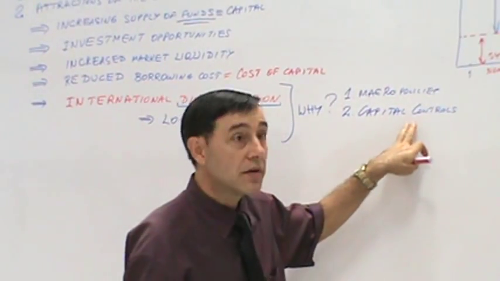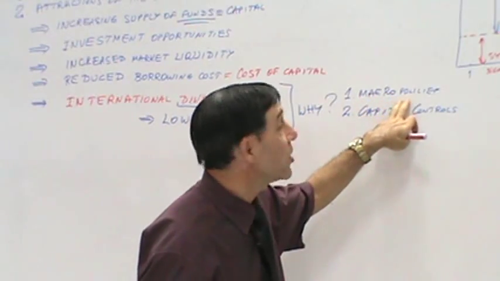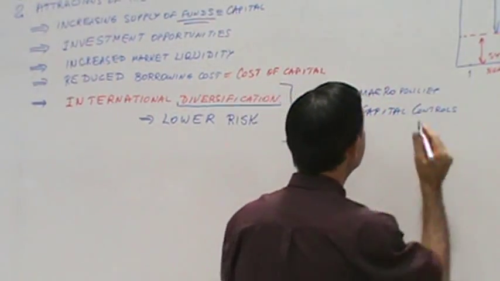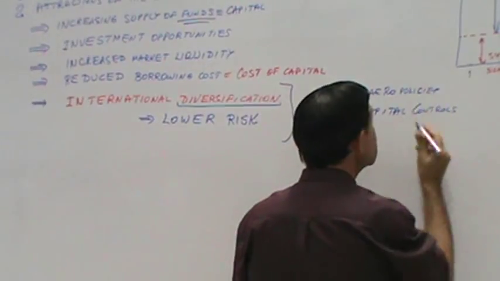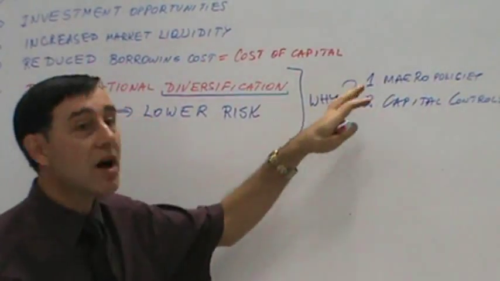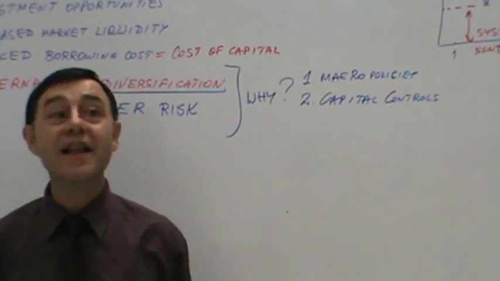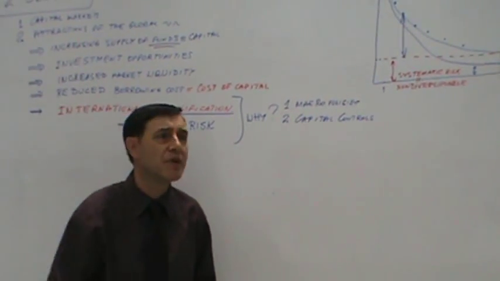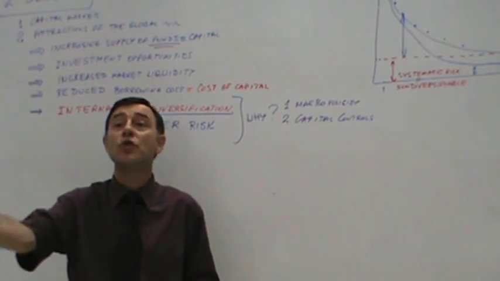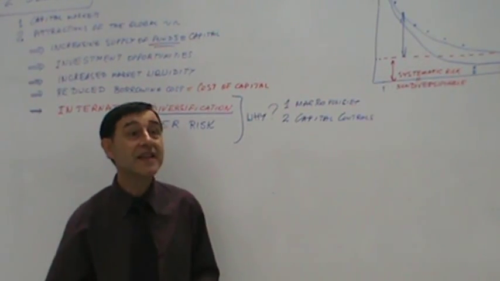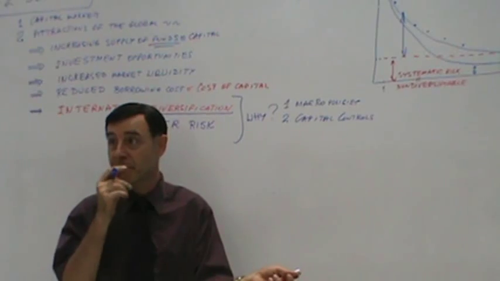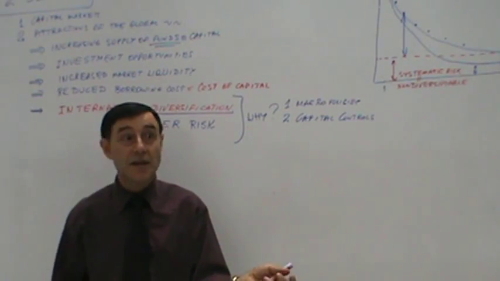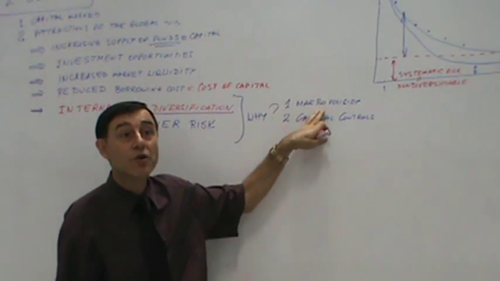What does it say there in the first one? Macro policies. So a different macro policy means that stocks will not be performing the same. Stocks in China will be totally different from Japan, will be totally different from India, will be totally different from Germany, because of totally different macro policy.